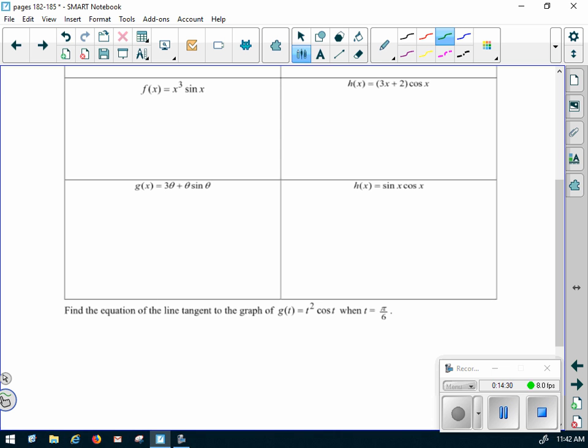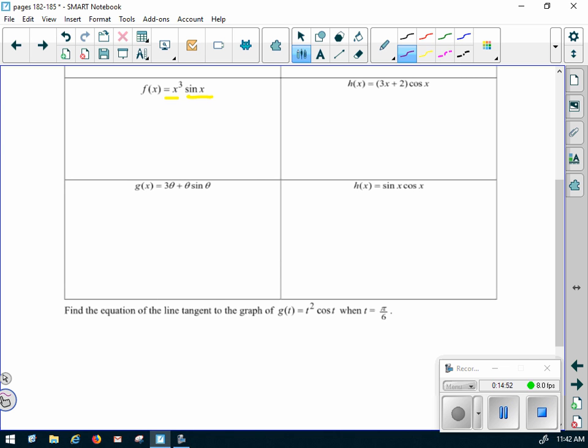F of x equals x cubed times sine x. What are the things we're multiplying together? X cubed and sine x. If you circle box, x cubed and sine x. I can't circle box there because I don't have enough room.